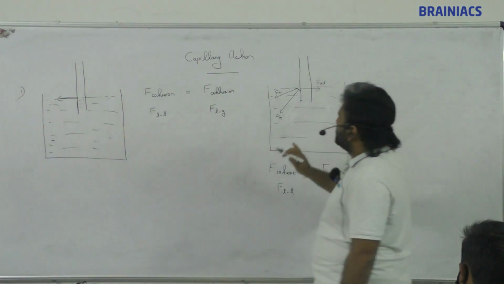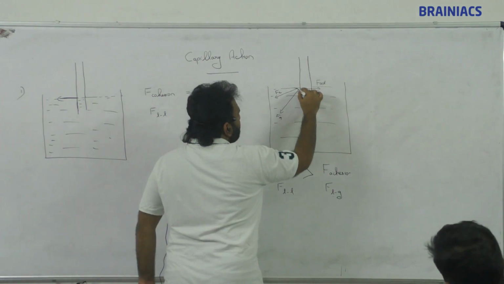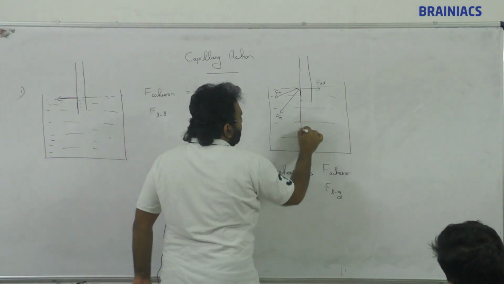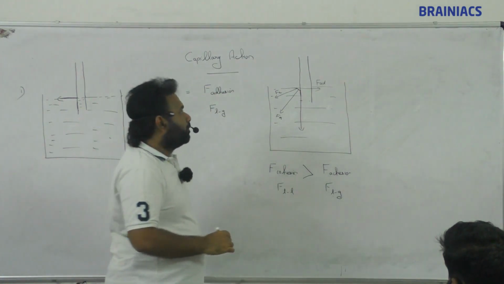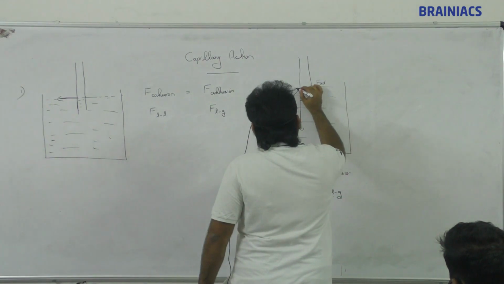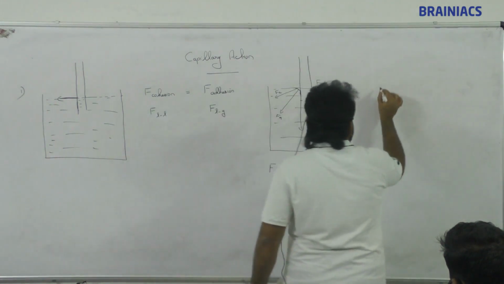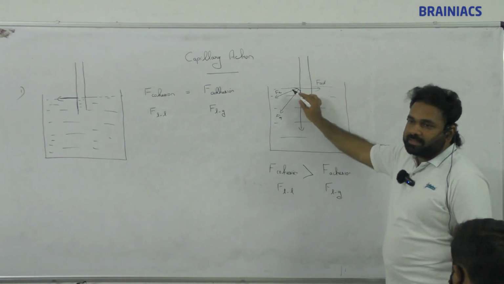Right. So now suppose we take this line, if we draw a line like this along the tube, okay, leave it, that we will discuss later. Okay, this one you understood. So there will be a meniscus like this.